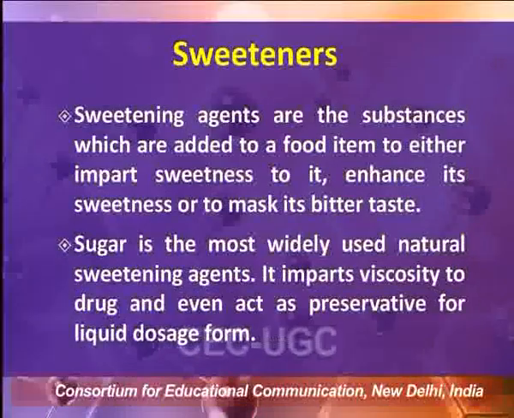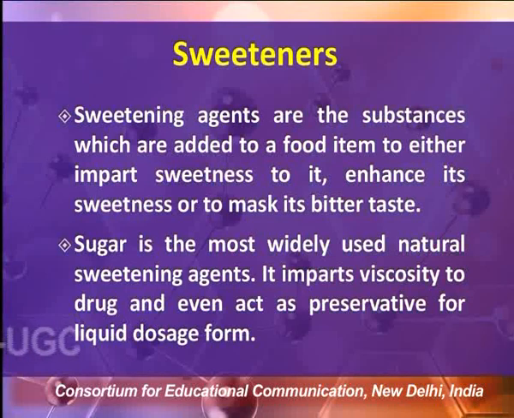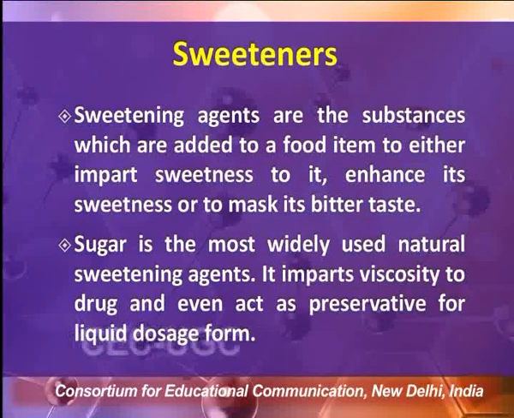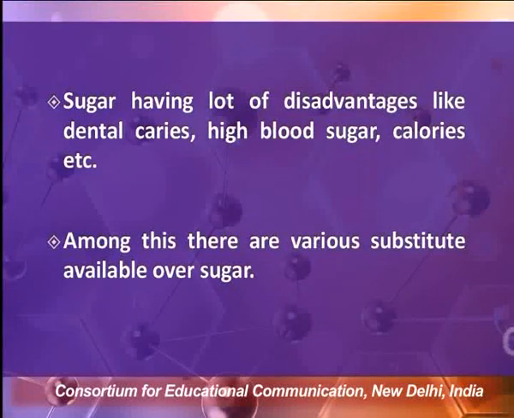Now, let us talk of artificial sweeteners, which is nowadays very common amongst us. What are sweeteners? They are the sweetening agents. They are the substances which are added to the food to either impart sweetness to it or enhance sweetness or to mask its bitter taste. Sugar is the most widely used natural sweetening agent. It imparts viscosity to drug and even acts as a preservative for liquid dosage forms. Sugar has a lot of disadvantages like dental caries, high blood sugar, high calorific values, etc.